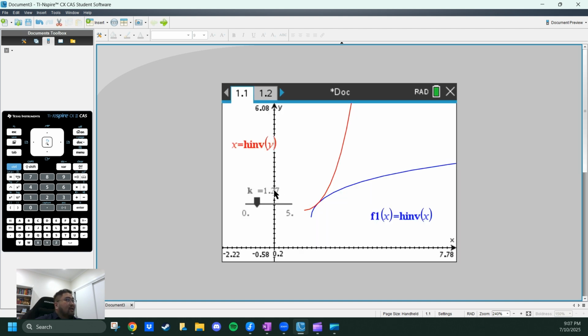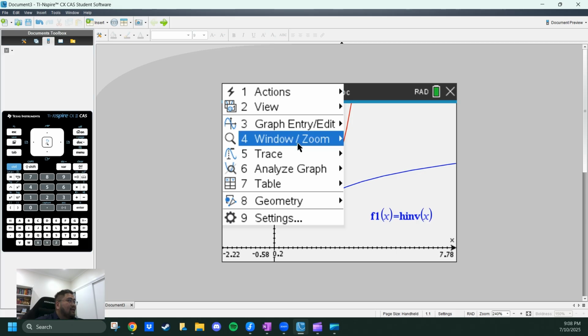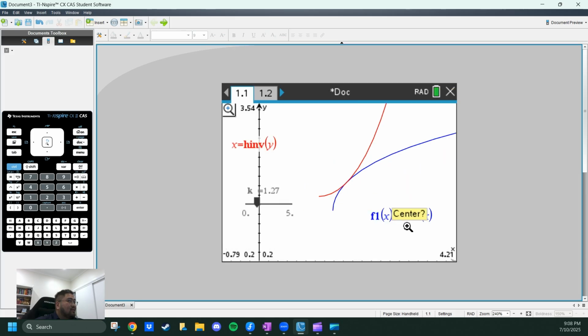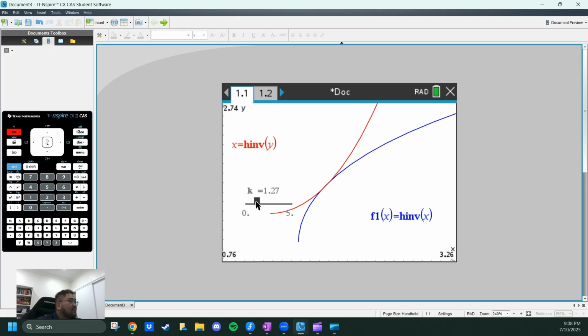So if we've got this, you can see 1.27 seems like it is a point where they still intersect. And if we change this to 1.26, they don't intersect. And just checking 1.28, they intersect twice. So in this instance, 1.27 is our answer. k is equal to 1.27.